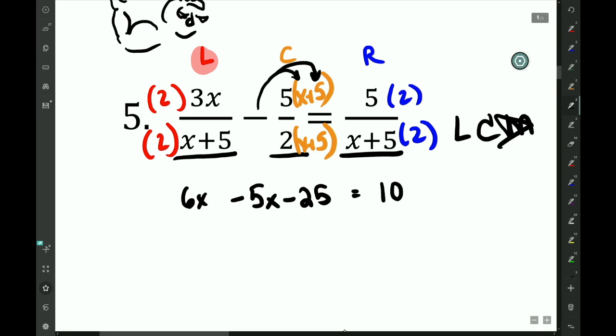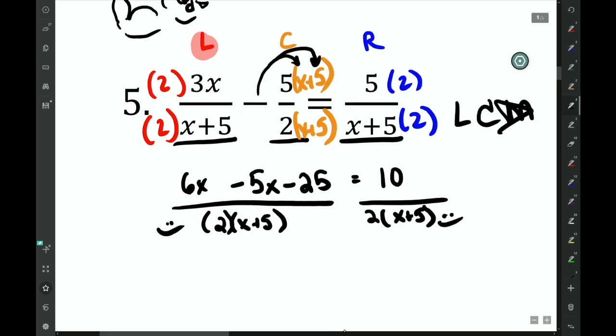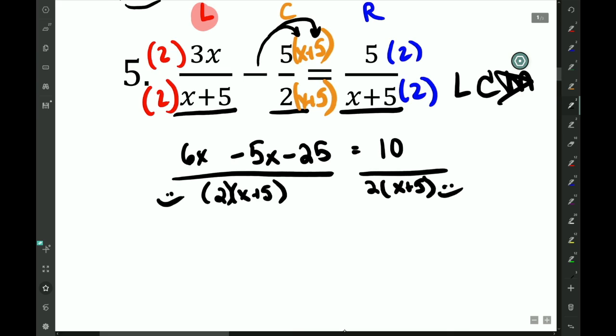Equals 10. Now here is the cool thing. You're like, Mr. D, these seem like so much work. Okay, I know that's what you're thinking. But here's the cool thing. Once you get all of your denominators the same, once they're happy being the same, it's almost as if they disappear. Poof.